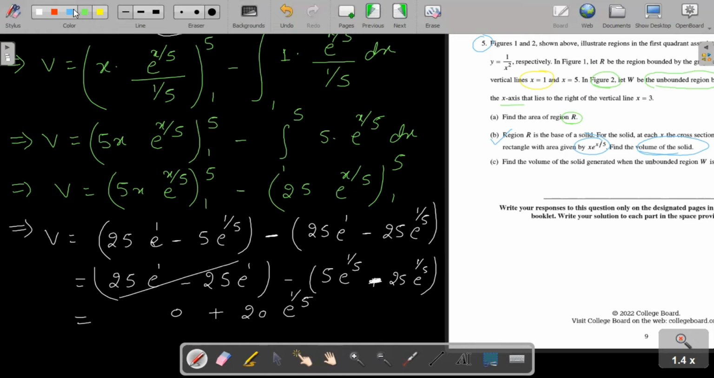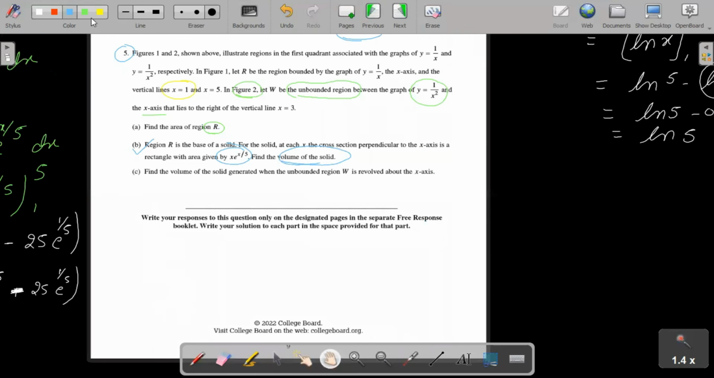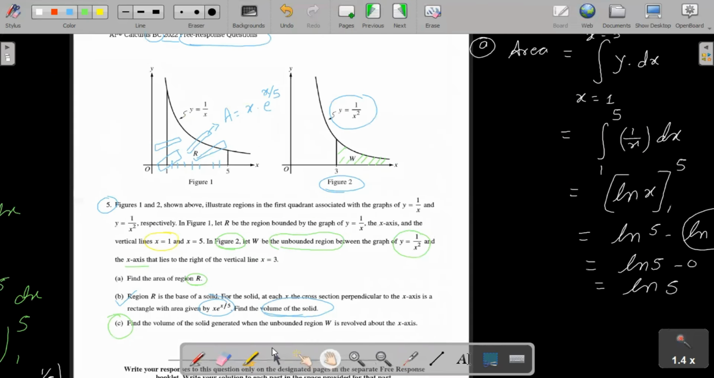Let us see its third part, that is part C. Part C is saying, find the volume of the solid generated when the unbounded region W is revolved about the x-axis. When this unbounded region W is revolved around the x-axis, let us clear this diagram. So when we revolve around the x-axis, the solid will be kind of this, and the cross section will be like this. So we have to find its volume.